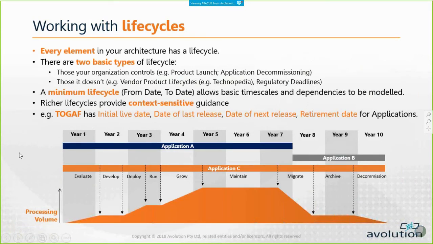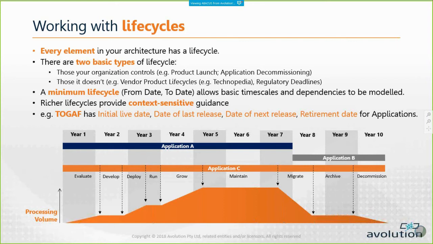Now, a life cycle is simply a set of properties you apply to any element, like a process or a server or a particular technology or an application, that says what its key life stages are. And at the very minimum, it has 2. It has the date in which it comes into existence and the date in which it goes out of existence. So it's a from date and a to date, the date in which it's born, the date in which it dies. You can have more sophisticated life cycles.